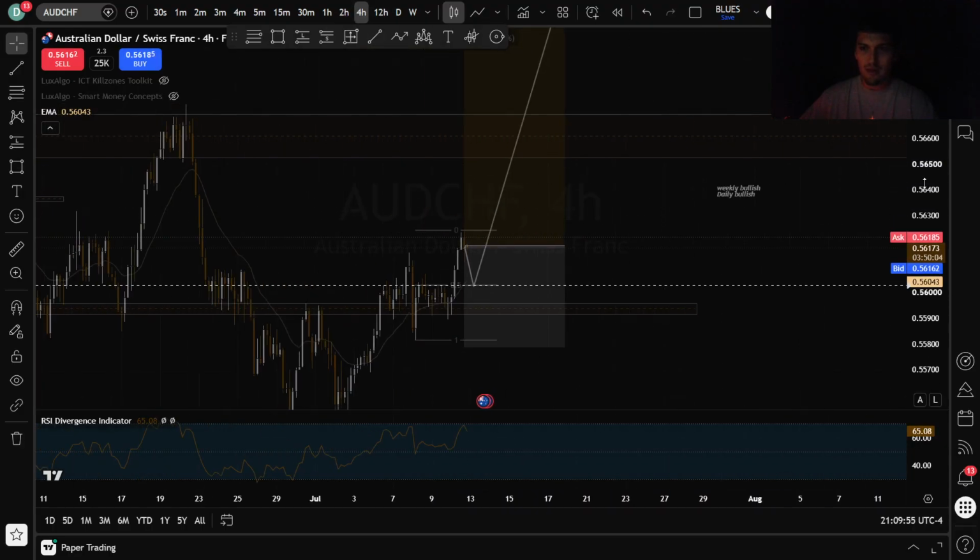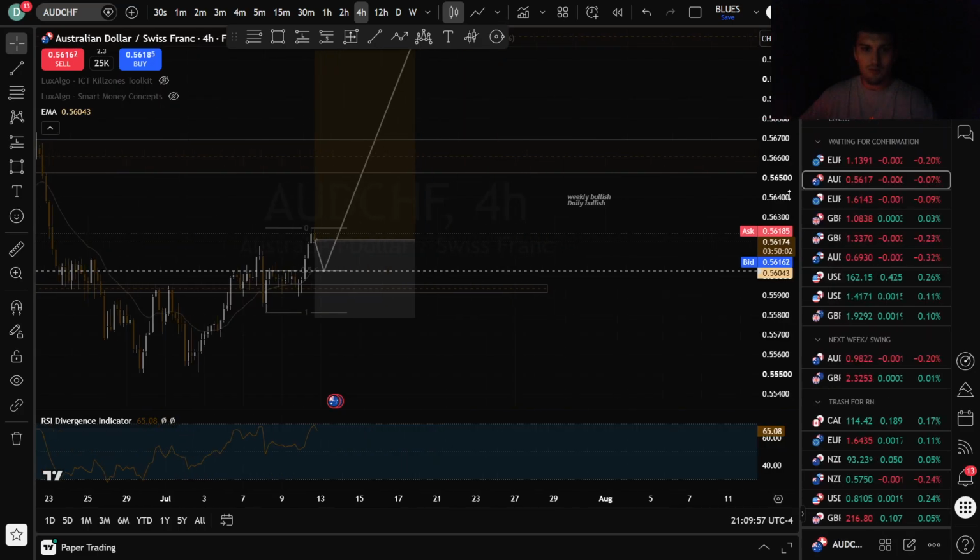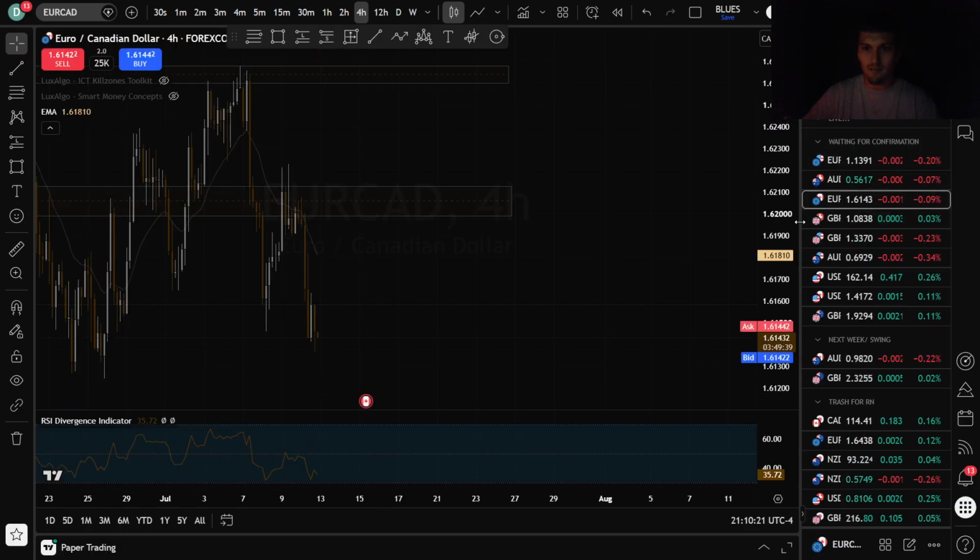So yeah, let's go. We set our alert, meaning that if we go to right there, it will indicate to us, hey, we're at the key level that we have been wanting. From there, I'm waiting for a price action signal and for the RSI to be below 50. So let's go ahead and go to the next pair. We're just going to leave that under waiting for confirmation, and then we're going to go to Euro CAD.